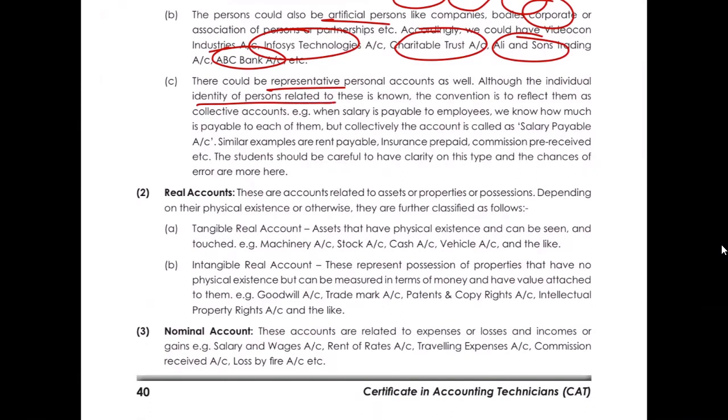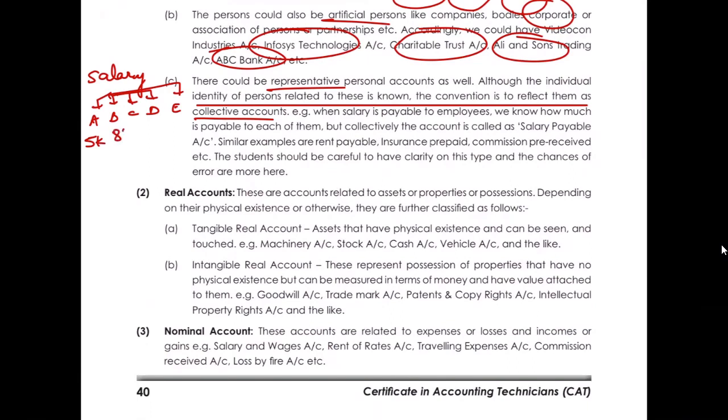Although the identity of the person is known, by convention it is reflected as a collective account. For example, I have given salary to five people, A, B, C, D, E. For A, I have paid 5,000. For B, 8,000. For C, 12,000. For D, 10,000. And for E also 10,000. So the total salary paid here is how much? 45,000.